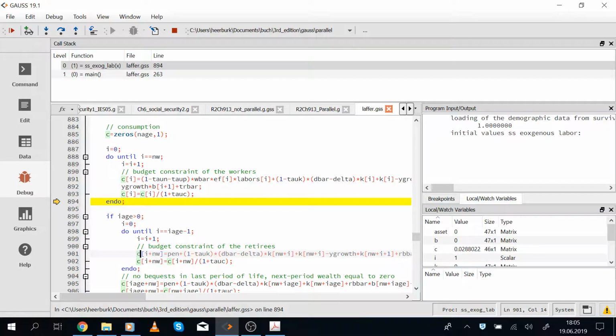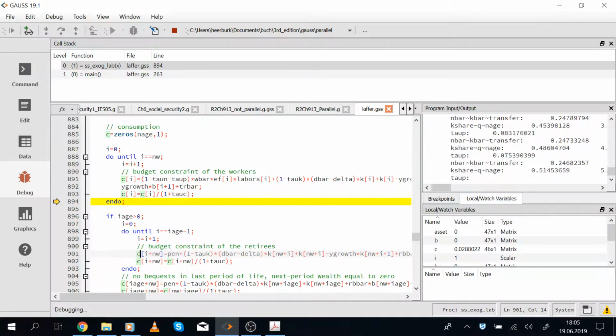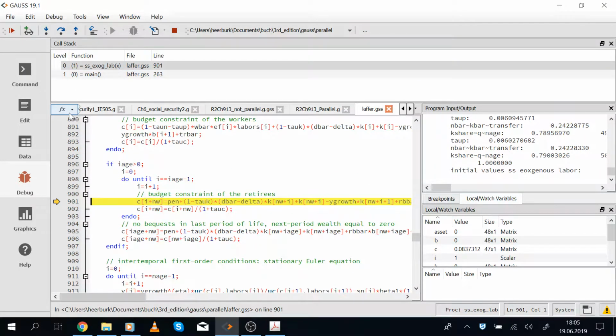Similarly, in lines 901 and 902, let's run to this line by posing the cursor here, and compute the consumption of the retired agents. So they do not receive labor income, wage income, but pensions instead. That's the only difference here.